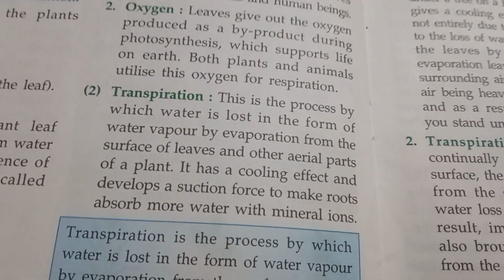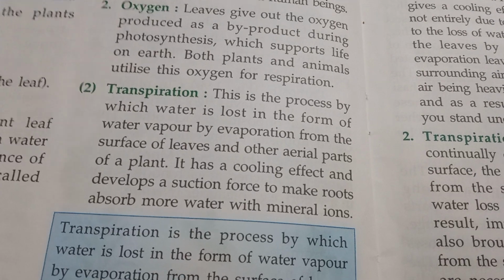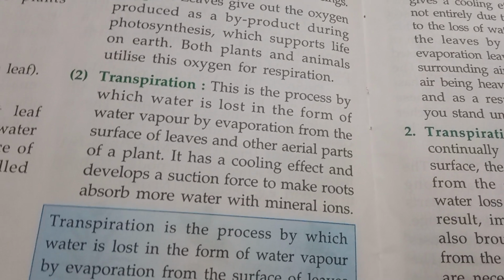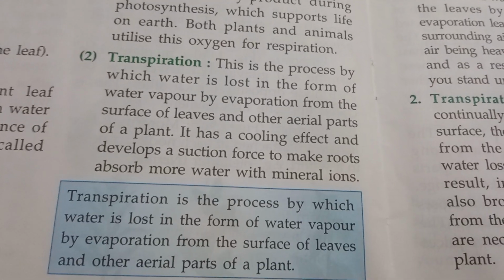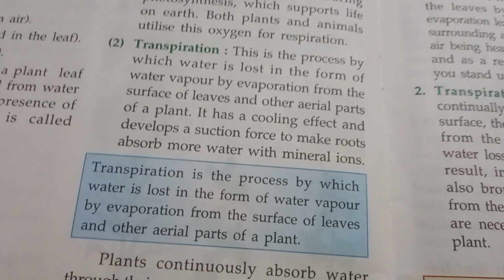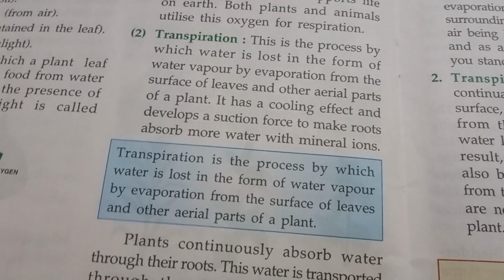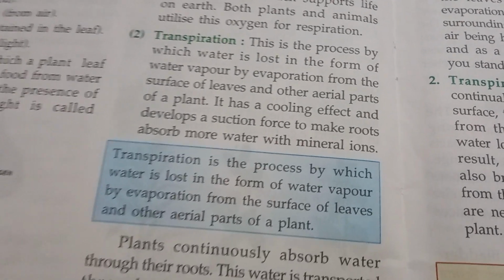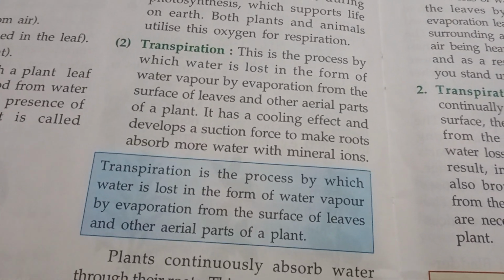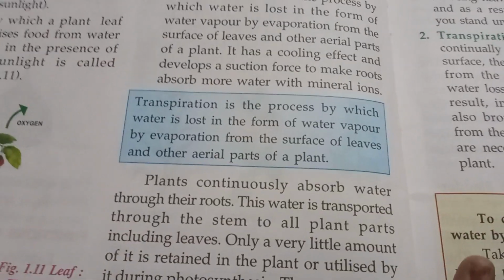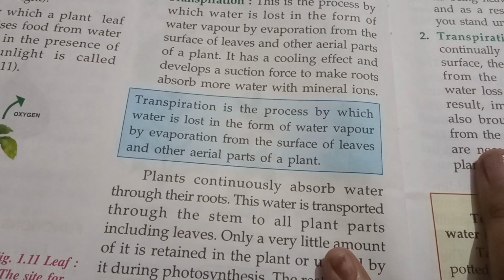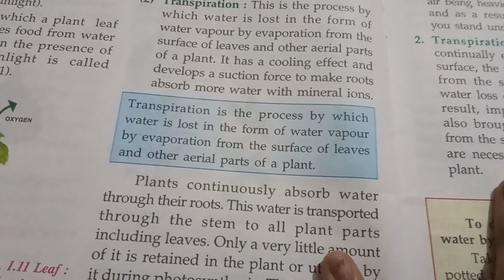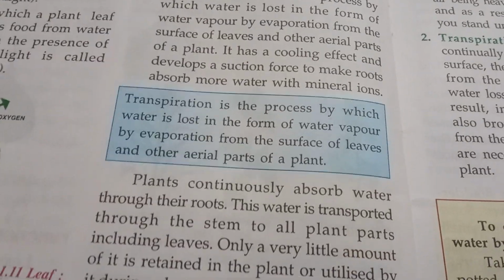Transpiration. This is a process by which water is lost. Water is lost in the form of water vapor by evaporation from the surface of leaves and other aerial parts of a plant. It has a cooling effect and develops a suction force to make roots absorb more water with mineral ions. Transpiration is the process by which water is lost in the form of water vapor by evaporation from the surface of leaves and other aerial parts of the plant.